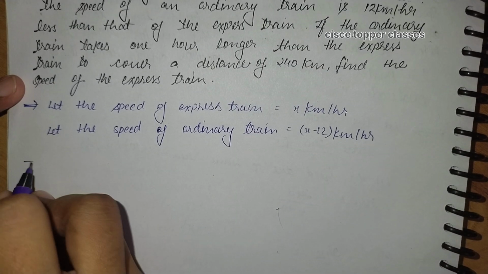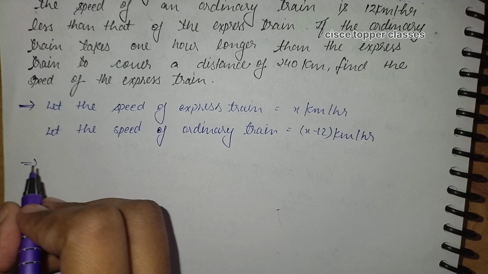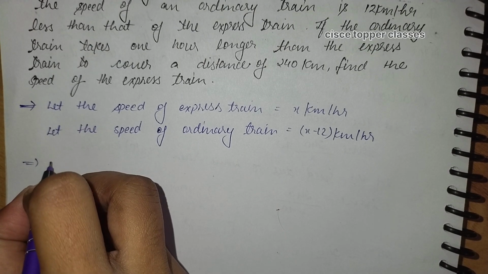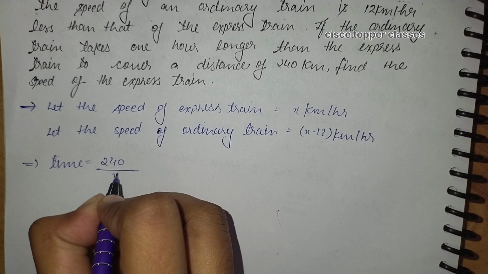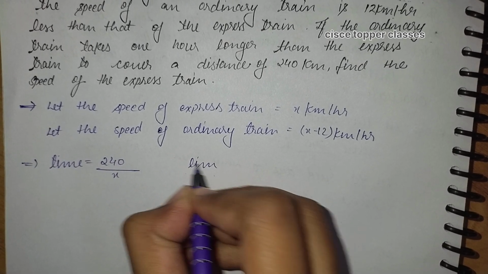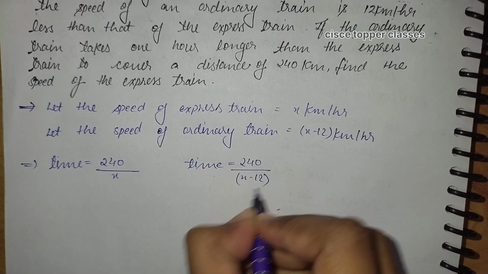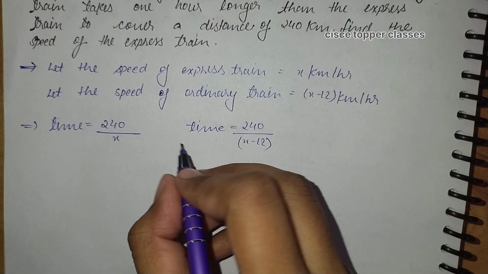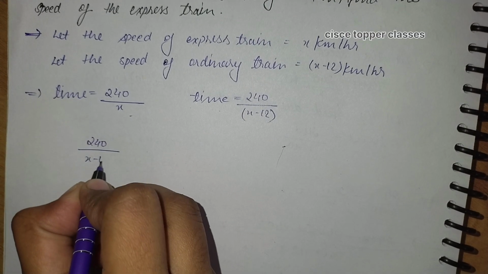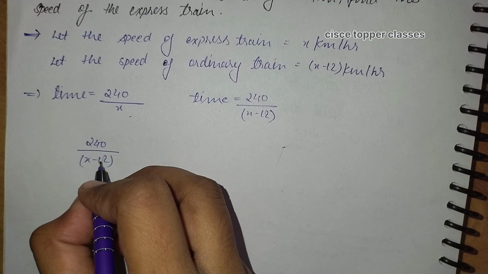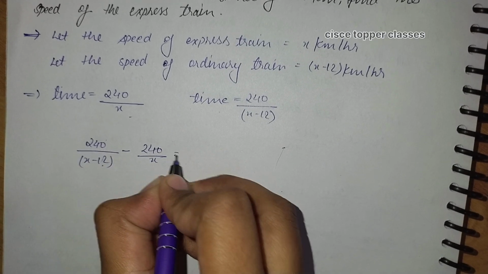From that, the ordinary train takes 1 hour longer than the express train to cover a distance of 240 kilometer. So from that we can write time of express train will be 240 upon x, and time of ordinary train is equal to 240 upon x minus 12. So the difference between these two times is 1 hour. So from that we can write 240 upon x minus 12, because the speed becomes less, so the time will be greater, minus 240 upon x is equal to 1 hour.